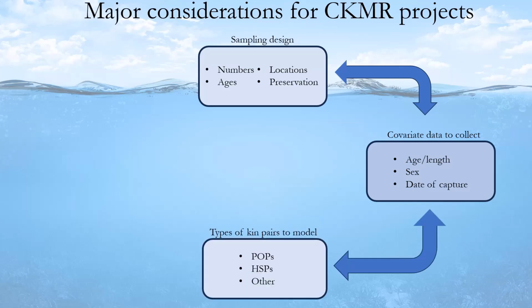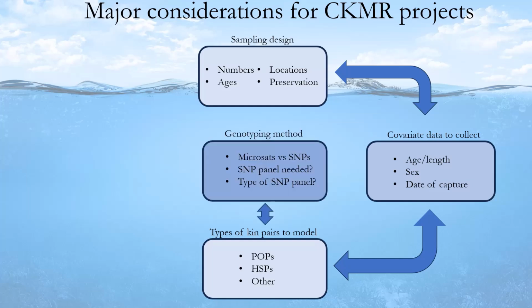And the type of kin pairs that we want to model depends on and informs the genotyping method that we should use. So if we're only modeling parent-offspring pairs, or POPs, then we might be able to get away with microsatellites, which are an older method of genotyping and assessing genetic variation. If we want to model half-sibling pairs, or HSPs, then we need to use SNPs because there are a lot more of them. If we're collecting a lot of samples, then we almost certainly will need to develop a genetic panel.